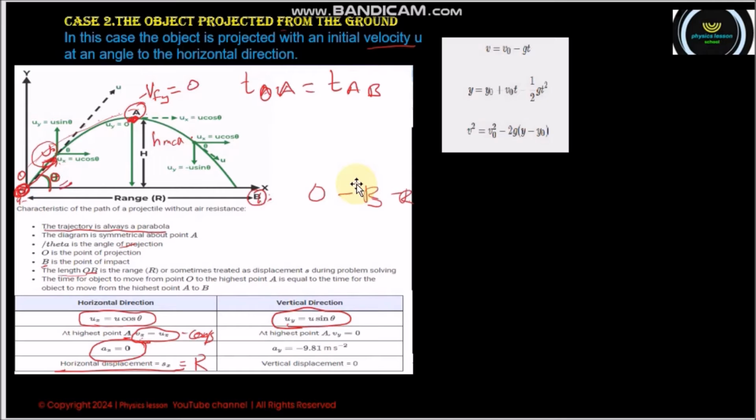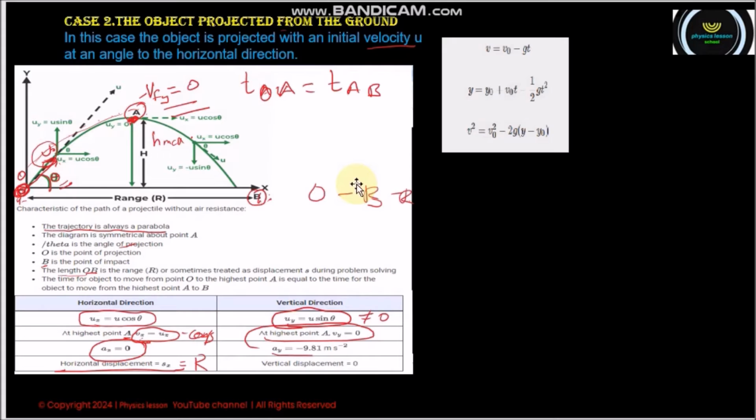Alright, at the highest point, please note this down, at point A, the final velocity across y is zero, as we already said. The initial velocity is different from 0. Don't forget, this initial velocity is calculated by u times sine theta, where theta is the angle. The vertical displacement is 0.